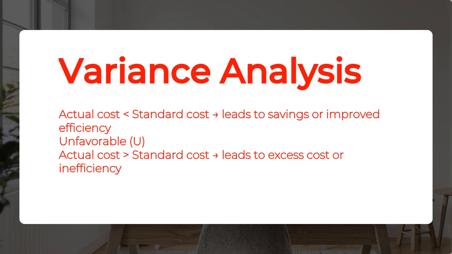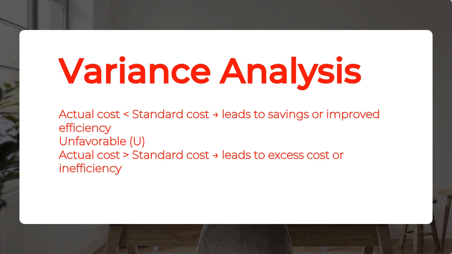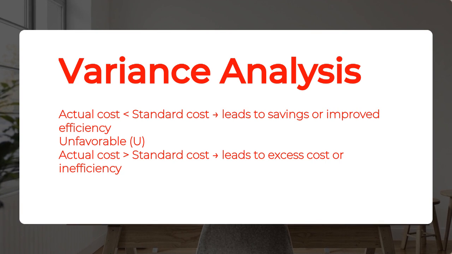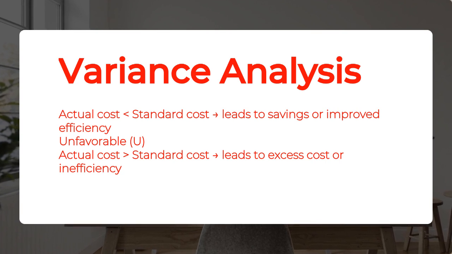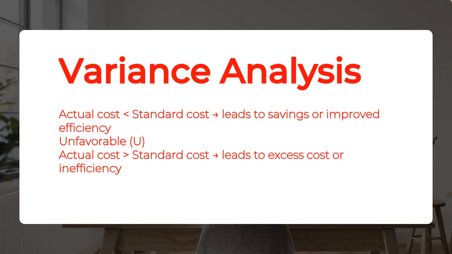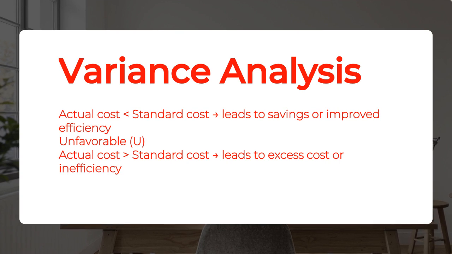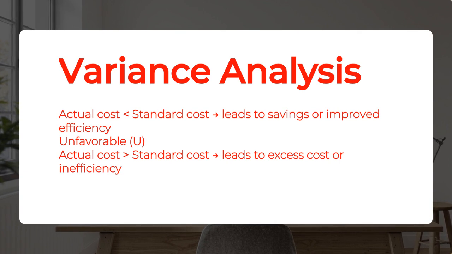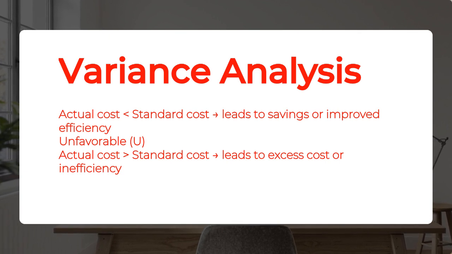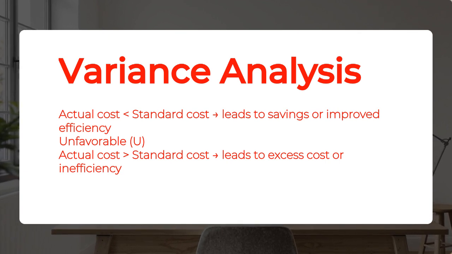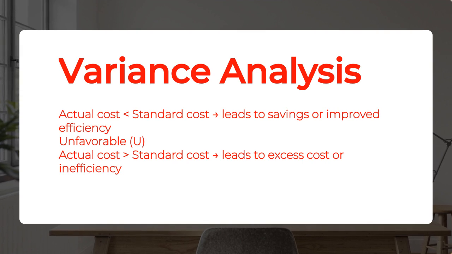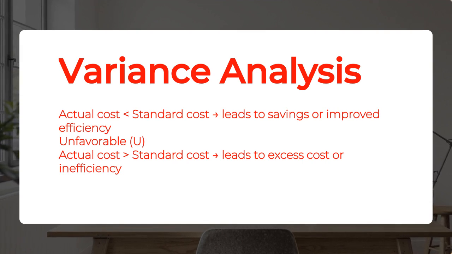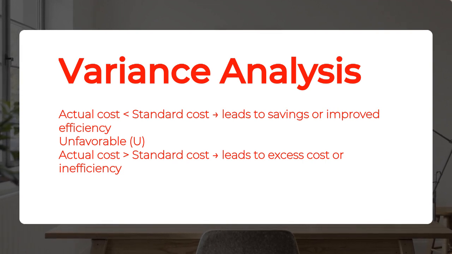Variance analysis. Variance analysis is the process of computing and analyzing the differences between standard and actual performance. Variances are classified as favorable (F): actual cost less than standard cost, leads to savings or improved efficiency. Unfavorable (U): actual cost greater than standard cost, leads to excess cost or inefficiency.